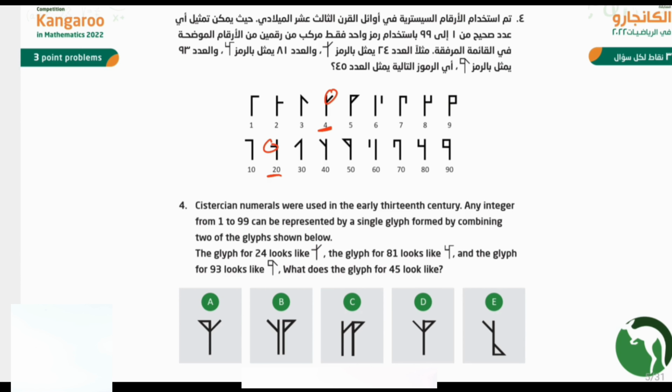So let's now see the 45. Okay, so we will have at first 40 like this, and then we will combine it with 5. So we will keep this one the same, and we will add this triangle here. So I will add it like this. So the figure we obtained is the answer. If we compare it with the answers, we will see that D is the correct answer.